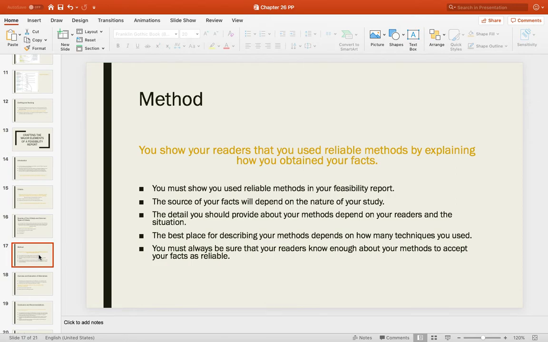Method. By explaining how you obtained your facts, you answer your readers' question: are your facts reliable? By showing that you used reliable methods, you assure your readers that your facts form a sound basis for decision making. The source of your facts will depend on the nature of your study: library research, calls to manufacturers, interviews, meetings, and so on. How much detail should you provide about your methods? That depends on your readers and the situation, but in every case, your goal is to say enough to satisfy your readers that your information is trustworthy.